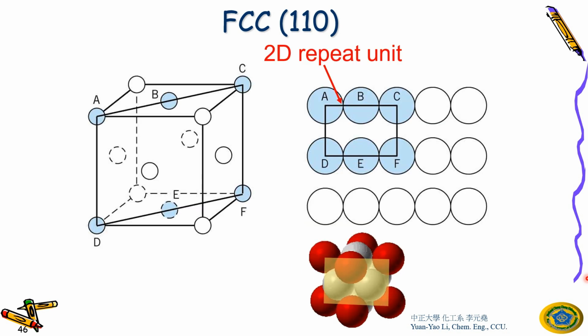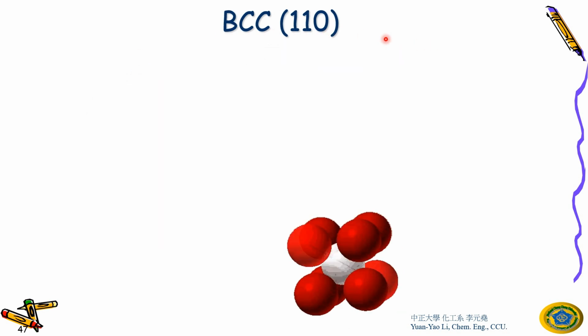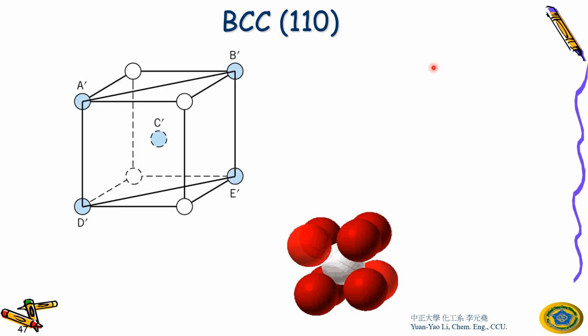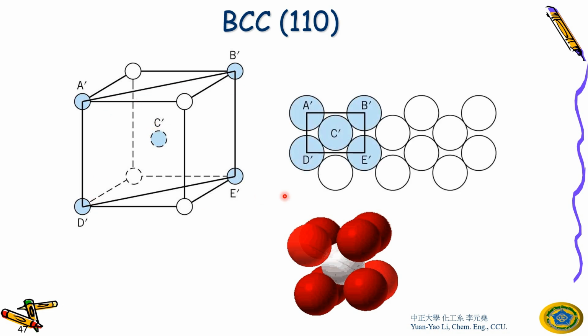How about, so this is FCC 110, right? And how about BCC 110? It's the same. Okay, so BCC is 414. So you have A prime, B prime, C prime, D prime, E prime. As a 2-dimensional structure, you can realize this is the one.